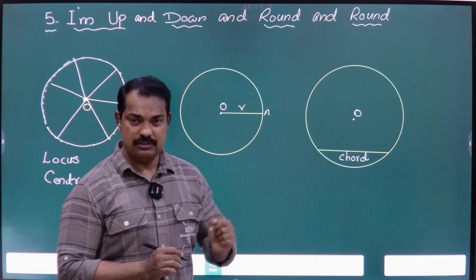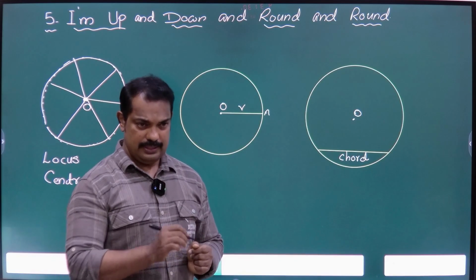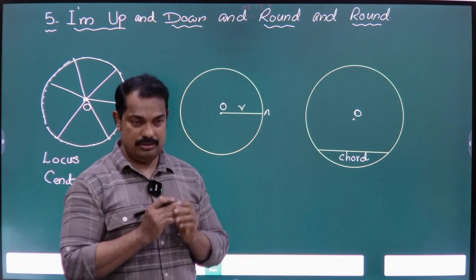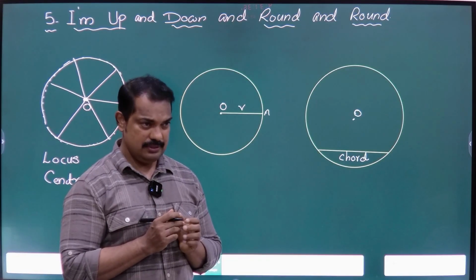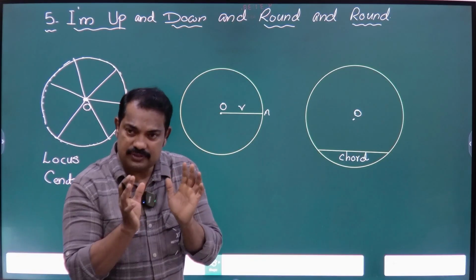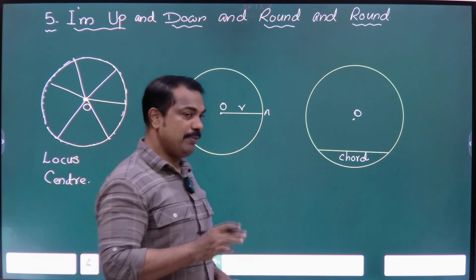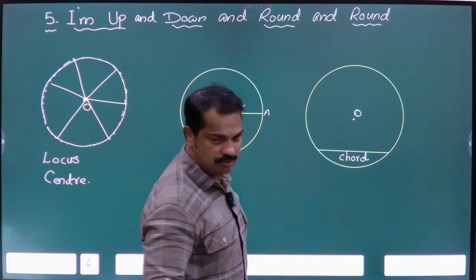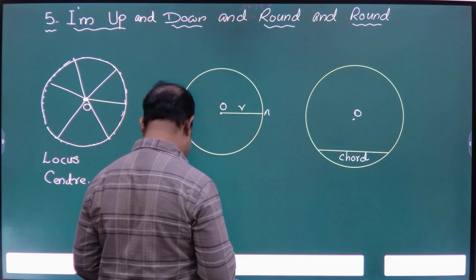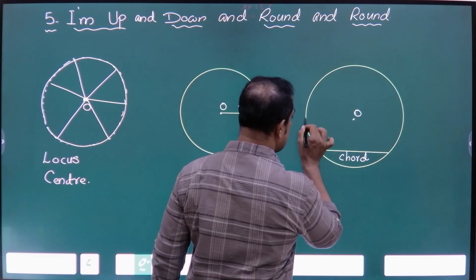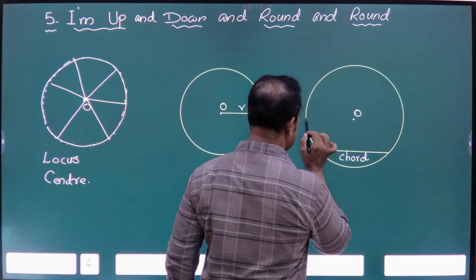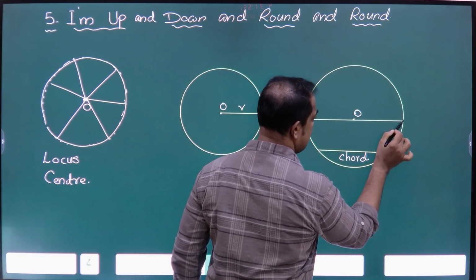In a circle, name the largest chord. Diameter. Which is the largest chord of the circle? Diameter. That passes through the center. The chord that passes through the center of the circle is called diameter. So this is a diameter.